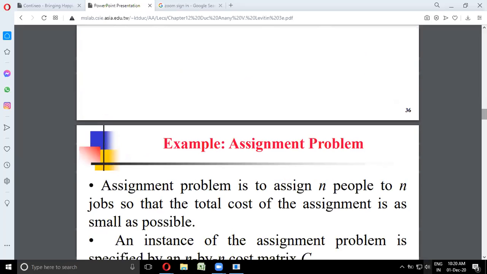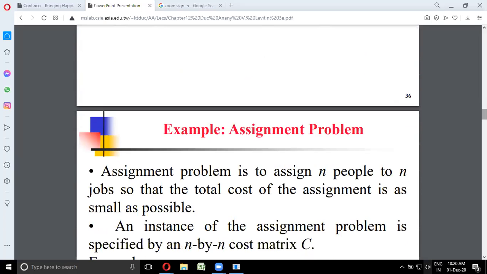So what is this assignment problem? We have been reiterating it. The job assignment problem is to assign n people to n jobs so that the total cost of the assignment is as small as possible. So it is a kind of minimization problem. The knapsack problem is a maximization problem.